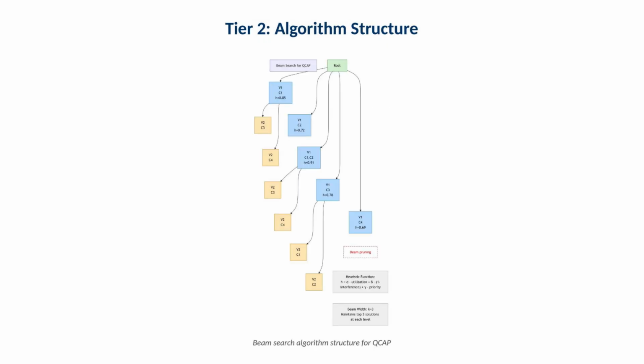The algorithm structure diagram shows the beam search loop. Expand candidate assignments, score them, keep the top K, then proceed to the next decision level. This is operationally appealing because it is explainable. You can inspect which candidate assignments survived pruning and why, which builds trust with supervisors and planners.